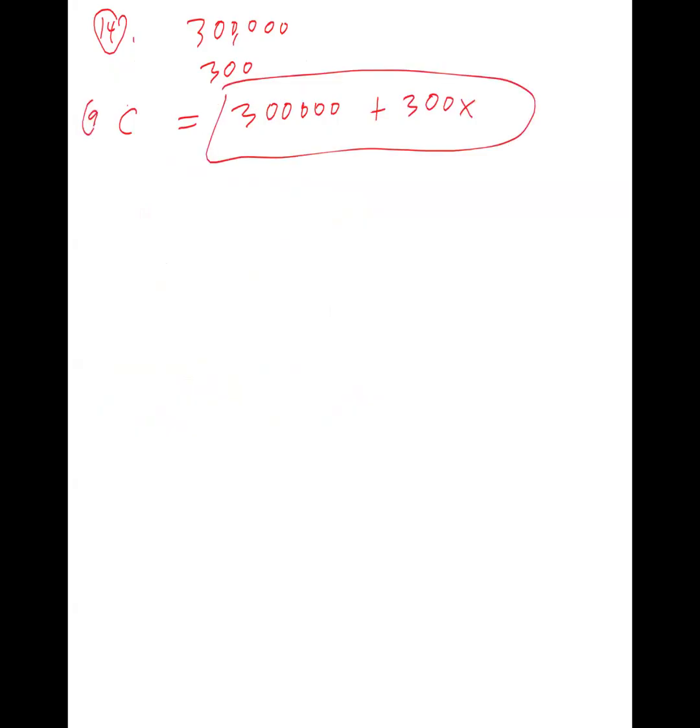A company is planning to manufacture mountain bikes, and the fixed costs are 300,000, and it costs $300 to produce each bike. So the cost, therefore, is equal to fixed cost plus the variable cost per bicycle times x. So the answer is 300,000 plus 300x. And then in part B, find the average cost. So the average cost is just equal to the cost divided by x. So the average cost is 300,000 plus 300x divided by x. And that's part B.